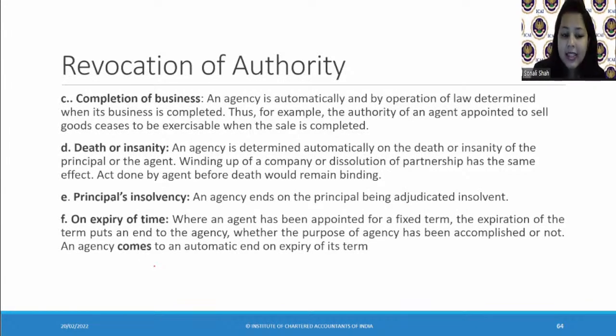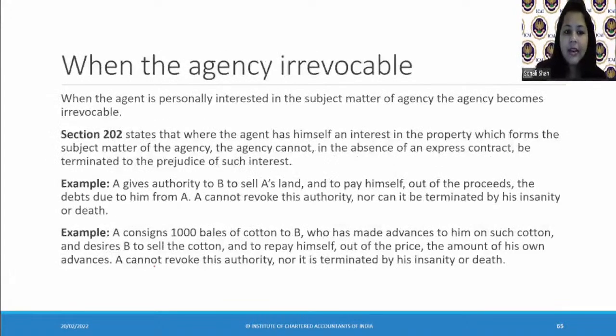Correct? Next is principal's insolvency. Where the principal has been adjudicated insolvent, then also the agency comes to an end. And next is on expiry of time. Where the principal-agent relationship is for a fixed period of time, and that duration has come to an end, or the purpose for which the agency was made has been accomplished, then also the agency comes to an end. Is that clear?